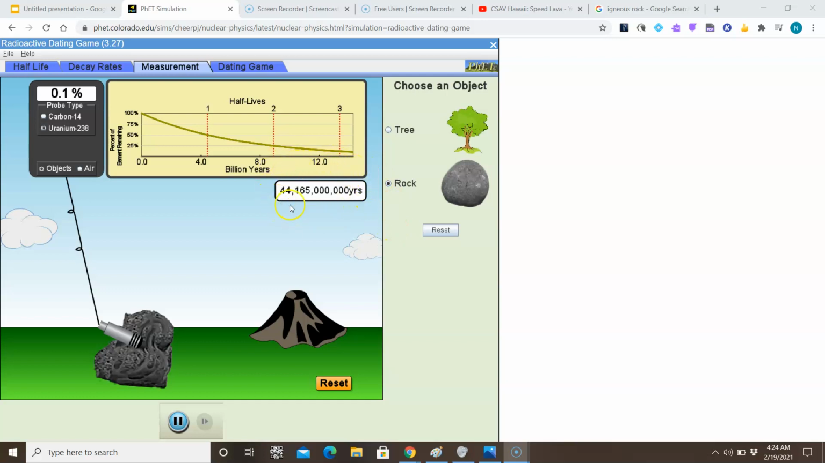So we don't have any rocks on this Earth right now that started off with 100% uranium that are anywhere close to 0%. Because the Earth is 10 times younger than the amount that we have here. It takes quite a while for that uranium to decay. And that's because uranium, remember, has a long half-life. So you saw that in the previous simulation.